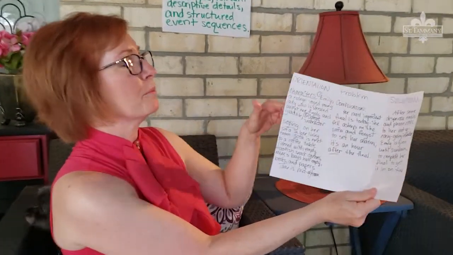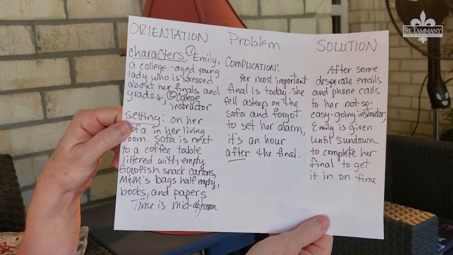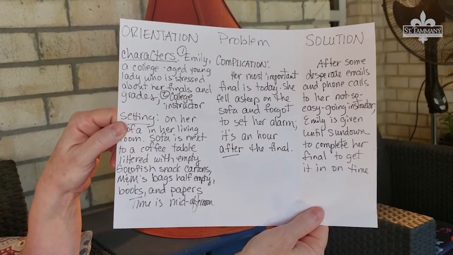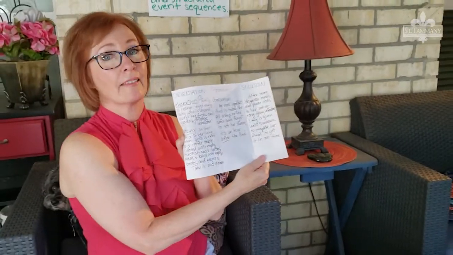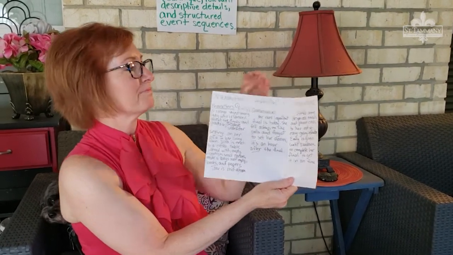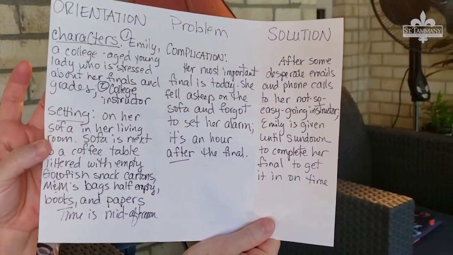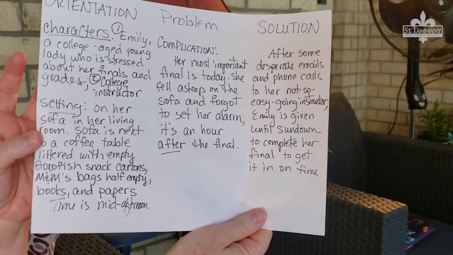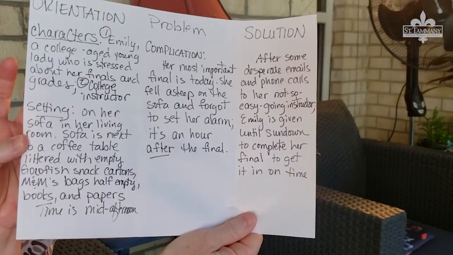For the problem, the complication is her most important final is today. She fell asleep on the sofa and forgot to set her alarm. It's an hour after the final. That's a problem. And now for the solution. After some desperate emails and phone calls to her not so easygoing instructor, Emily is given until sundown to complete her final to get it in on time.